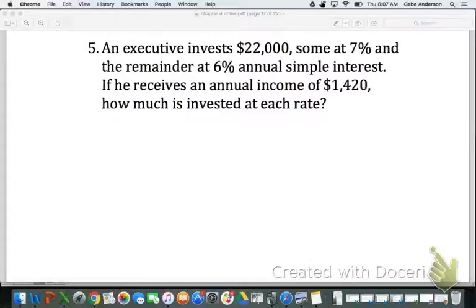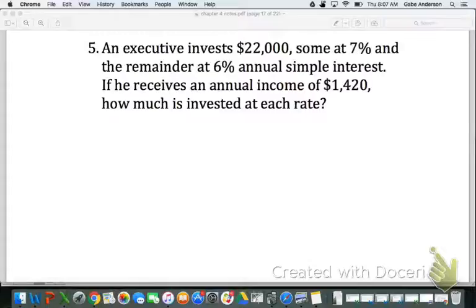So it says an executive invests $22,000, some at 7%, and the remainder at 6% annual simple interest. If he receives an annual income of $1,420, how much is invested at each of those rates? So, earlier somebody said, hey, I think this is I equals PRT. What was the wording that told you that it would be I equals PRT?